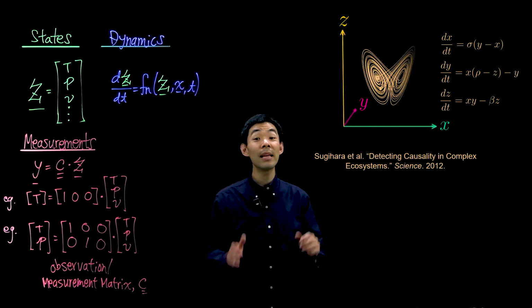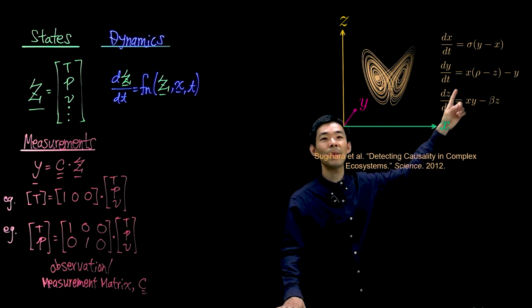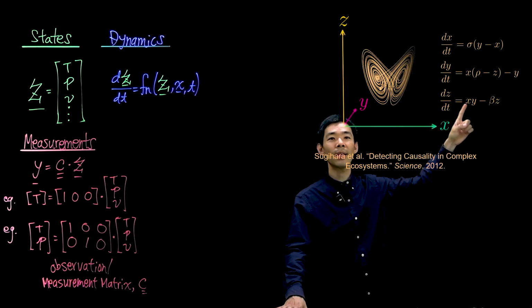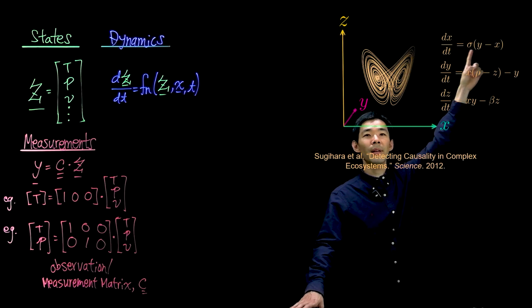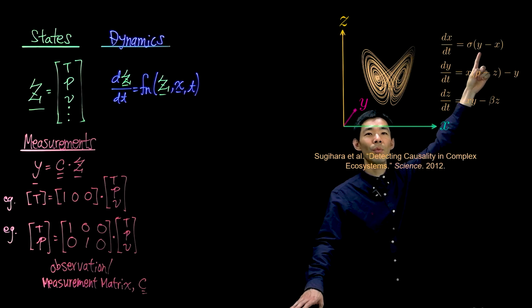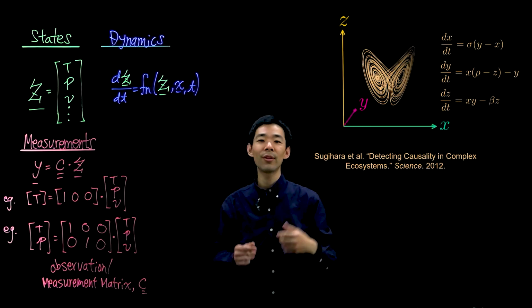And you can see that this is a nonlinear coupled ODE. It's nonlinear because you have products that look like x times y, x times z over here. And it's coupled because the differential equation for x depends on y, the differential equation for y depends on x and z, and so on. So they're coupled and they're nonlinear.